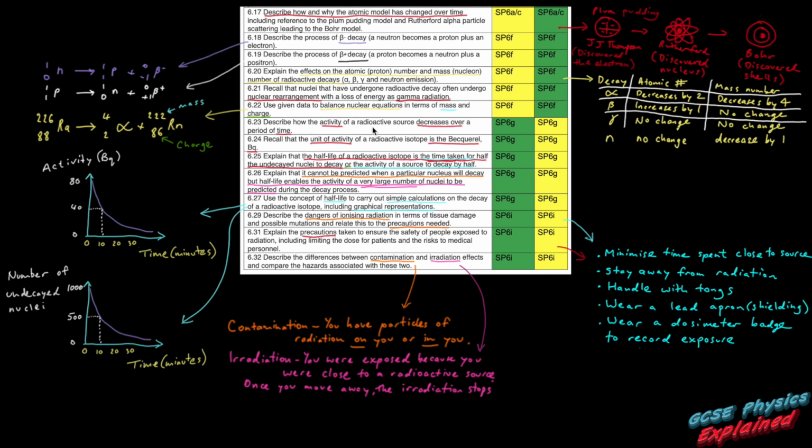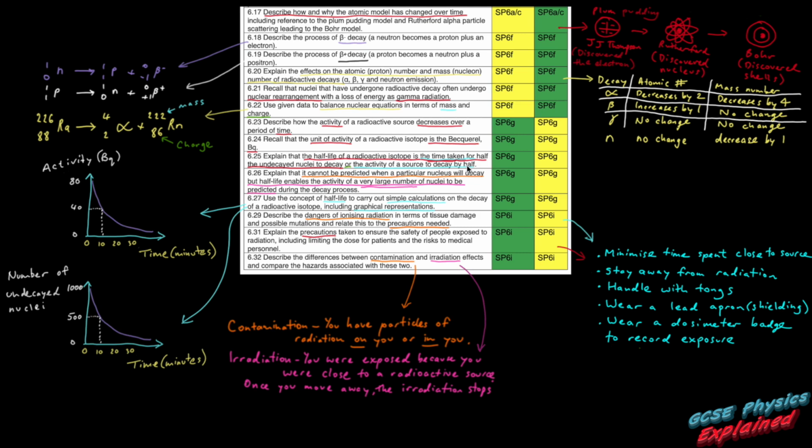Describe how the activity of a radioactive source decreases over a period of time. That's just a statement. So activity gets less as time ticks by. In other words, it's not as radioactive anymore. Recall that the unit of activity is the becquerel, so 1 mark for knowing that: Bq. Explain that the half-life of a radioactive isotope is the time taken for half the undecayed nuclei to decay, or, my personal favourite, the time taken for the activity of a source to decay by half.